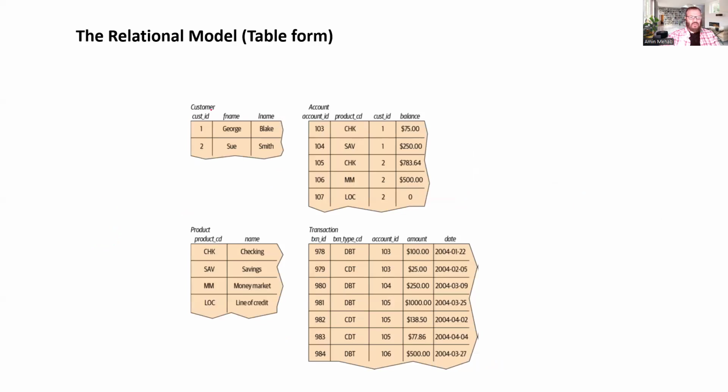Just an example here, we have a few tables. We have the customer table. That's the relational model. We have the customer table, an account table, a product table, and the transaction table. If you go to transactions, everything is recorded in a transaction table here.